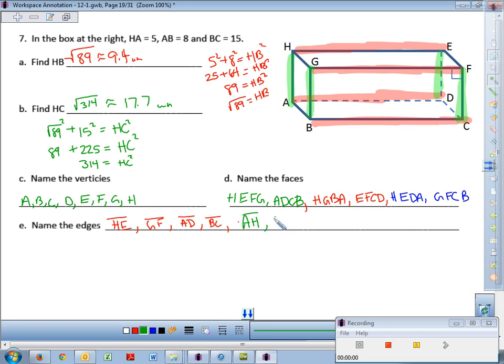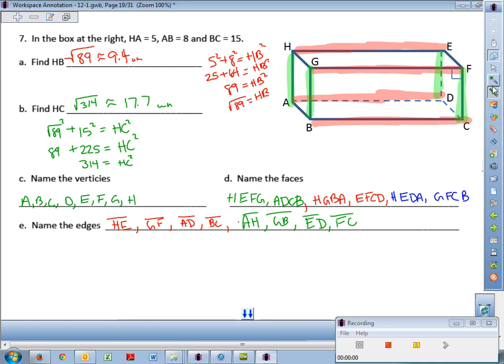Segment GB, segment ED, and segment FC. And there's still some more edges. I need to get all my slanties, if you will. That's right here. This one, 1, 2, 3, 4. There's 12 total edges per box.